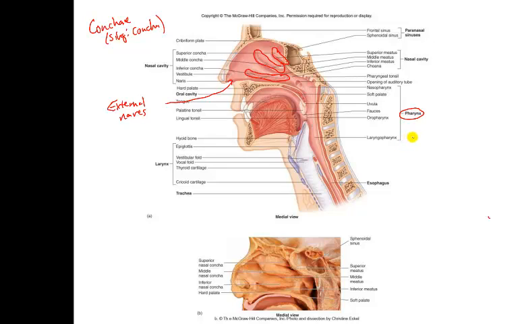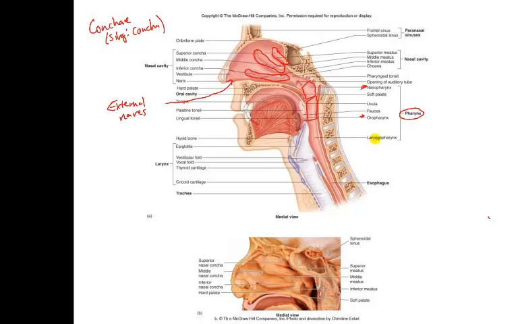It's the name of just sort of the tube that lies posterior to the nose and mouth. And it's got three components. So there's this area up here that's a bit posterior to the nose, and it's called the nasopharynx. And then the next region down is the area that's basically posterior to the mouth, and that's called the oropharynx.